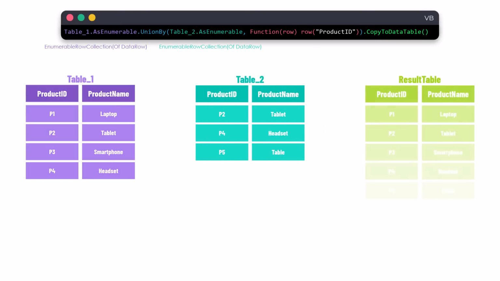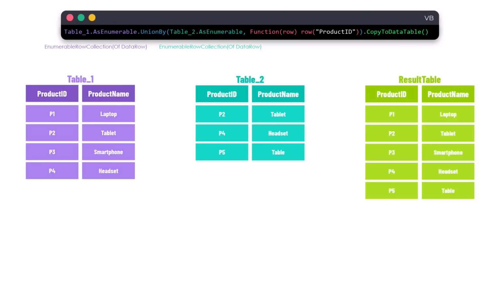The result of this query will be the following table, where we have the combined unique rows based on the column product ID. This is how the first overload of UnionBy works. So, keep in mind, Union and UnionBy methods only accept two sequences of the same type, while the previous set methods, ExceptBy and IntersectBy, accept two sequences of different types, or also of the same type.